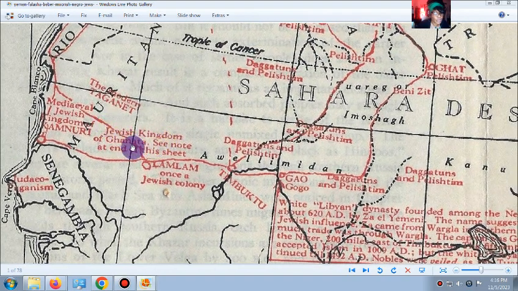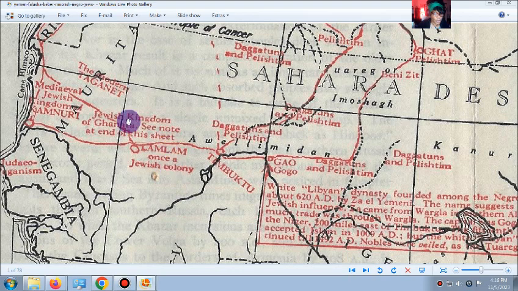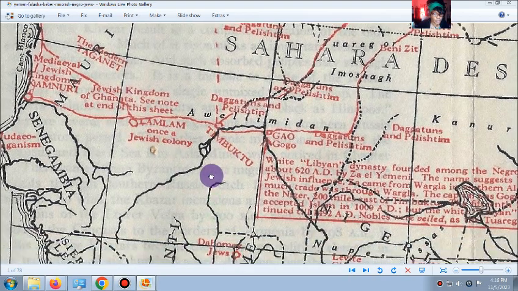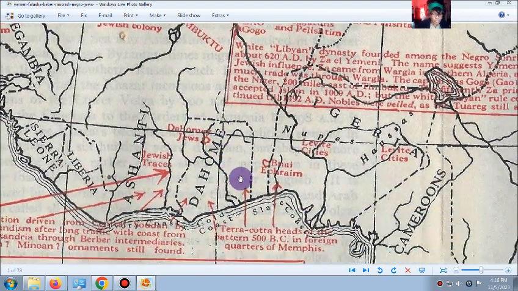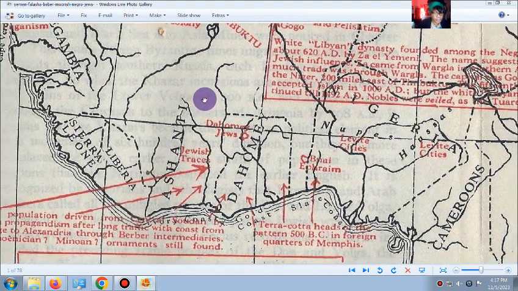They call it the Jewish Kingdom of Ghana. They went to Senegambia. There were Jewish colonies all around here. Timbuktu, Nigeria. This is Nigeria here. And above it would be Niger, Burkina Faso. That's all part of West Africa. And those were Hebrew Israelites, or what they call Jewish colonies. So they're part of the Jewish colonies.